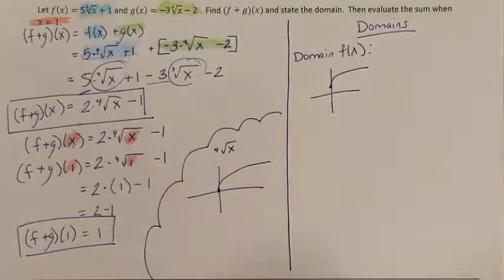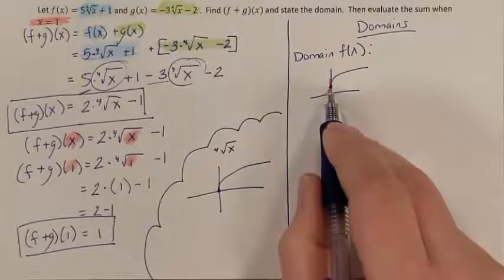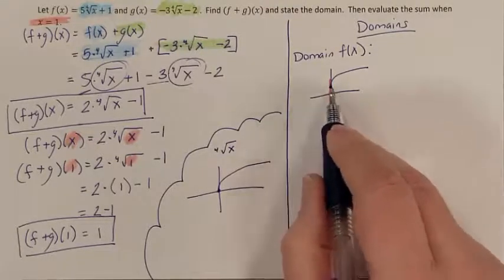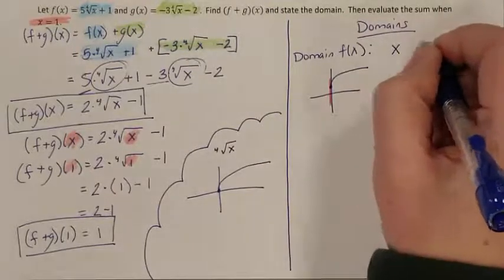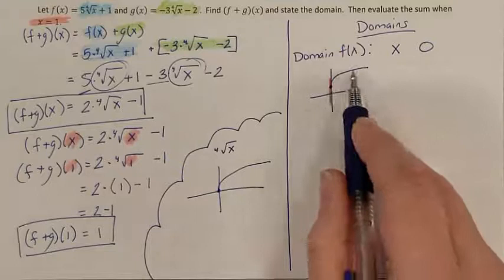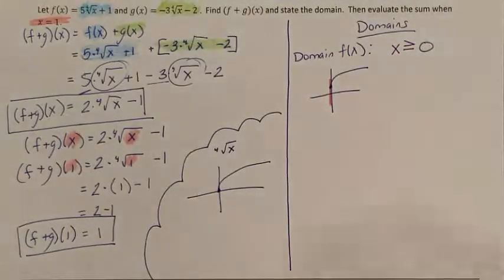Domain looks at the x values. I see this x value right here is still the last x value used. It doesn't go any further this direction. This x value is the x value of 0, and I use all the positive numbers. So I am still x is greater than or equal to 0.